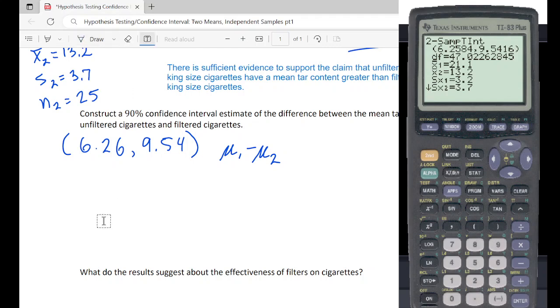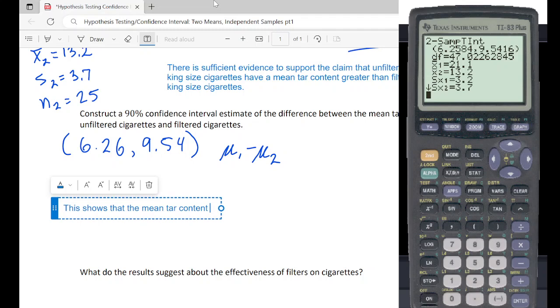So again, we should state this in a sentence or so, and we can see that since they're both positive, this shows that the mean tar content is greater in the first population, which makes sense because the first one needs to be bigger than the second one when we subtract to get positive numbers. So, all good.